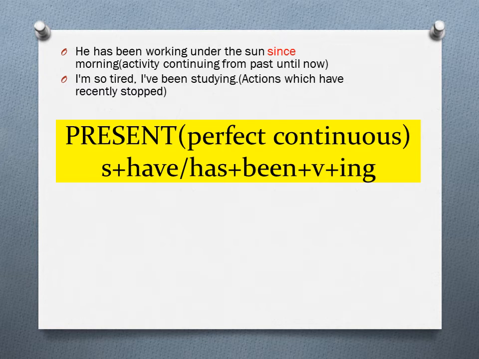There also we can make use of since and for, as we used them in the present perfect. We can go through some examples. He has been working under the sun since morning. An activity started in the past, continuing from the past until now, and we don't know when it will be stopped. In such cases, we make use of present perfect continuous. He has been working under the sun since morning.